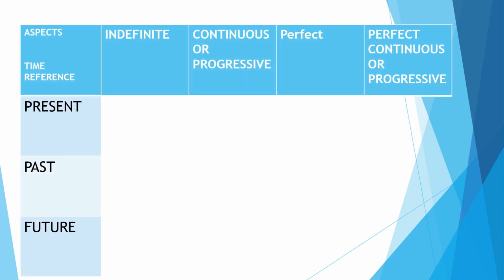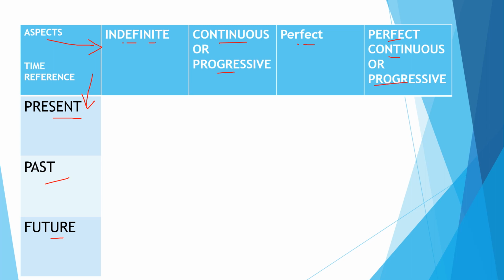Tenses are divided into three types on the basis of time reference, as I told you earlier. And what are the three types? See here. These are time references downwards: present, past, and future. And here are the aspects. Four aspects: indefinite, continuous, or we call it progressive; perfect, or perfect continuous, or we call it perfect progressive.